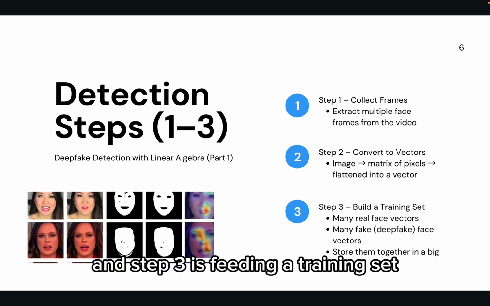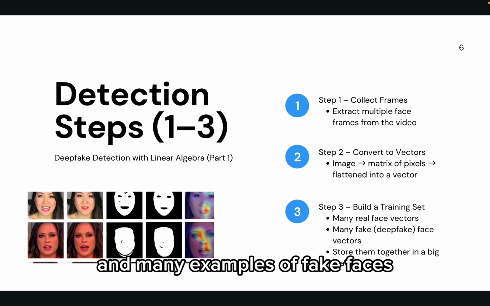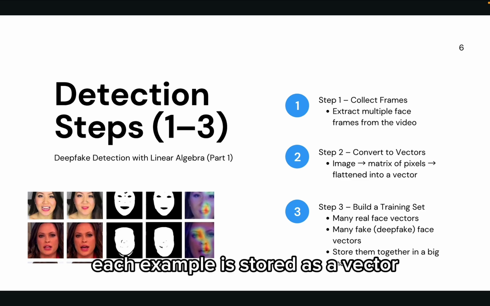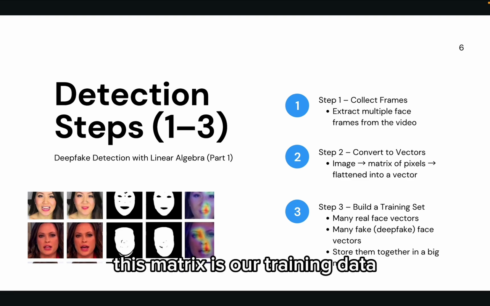And step 3 is building a training set. We collect many examples of real faces and many examples of fake faces. Each example is stored as a vector, so we can combine them into a big matrix where each row or column is one face example. This matrix is our training data for the detection system. And this is detection steps 4 to 6.